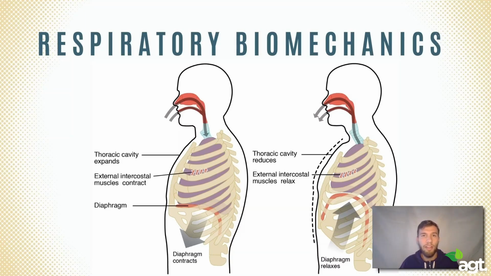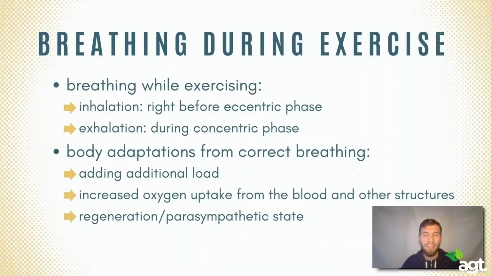Basically, you can feel if you're breathing correctly if, when you lie down on your back, you put one hand on your thorax and one hand on your abdomen, and they both lift equally at the same time when you're inhaling or exhaling. When we're exercising, we should make sure that the inhalation is right before the eccentric phase and the exhalation is during the concentric phase. So when we're doing a push-up, we inhale while we're going down, and then when we push up, that's when we exhale.